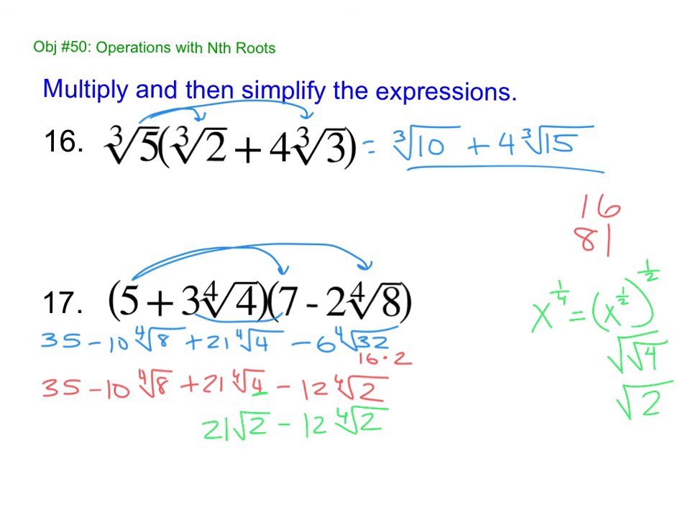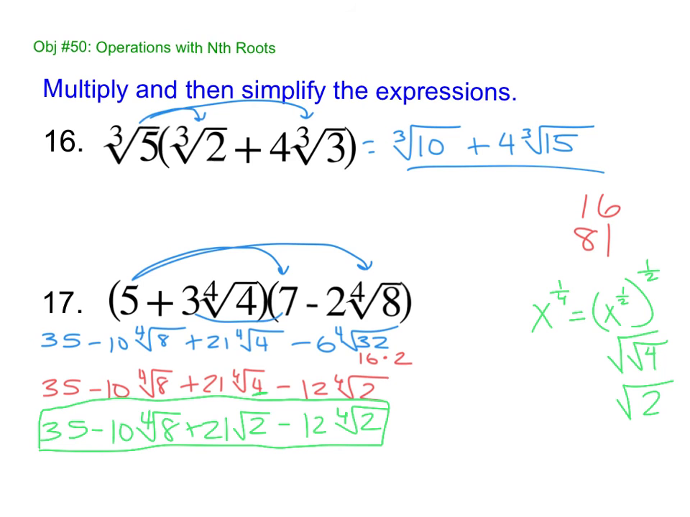Again, those are different radicands or different indices, so you can't do anything there. So I'm perfectly happy with this as your answer. It's still technically not simplified all the way, but I personally think this is the best answer.